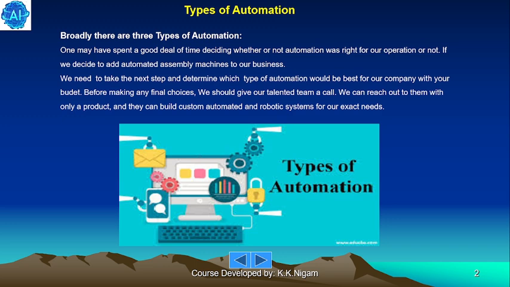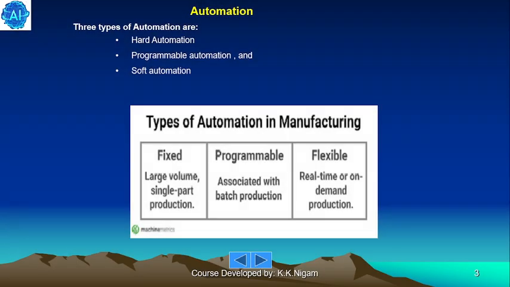If we decide to add automated assembly machines to our businesses, we need to take the next step and determine which type of automation would be best for our company with our budget. Before making any final choices, we should give our talented team a call. We can reach out to them with only a product, and they can build custom automated and robotic systems for our exact needs. Three types of automation are possible: hard automation, programmable automation, and soft automation.